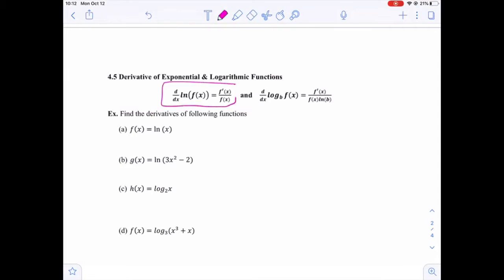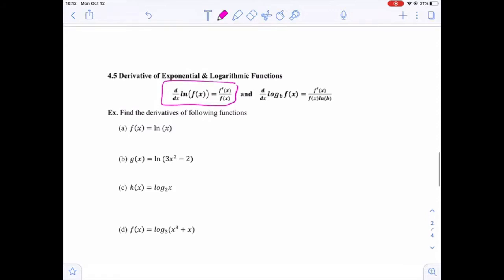Here, let's start with the first one, the derivative of natural log. Derivative of natural log of some function is derivative of the inner function, the inner function here is f of x, over the inner function. So this is derivative of natural log. We have natural log of this function. So we find the derivative of this inner function, and we divide by that function.